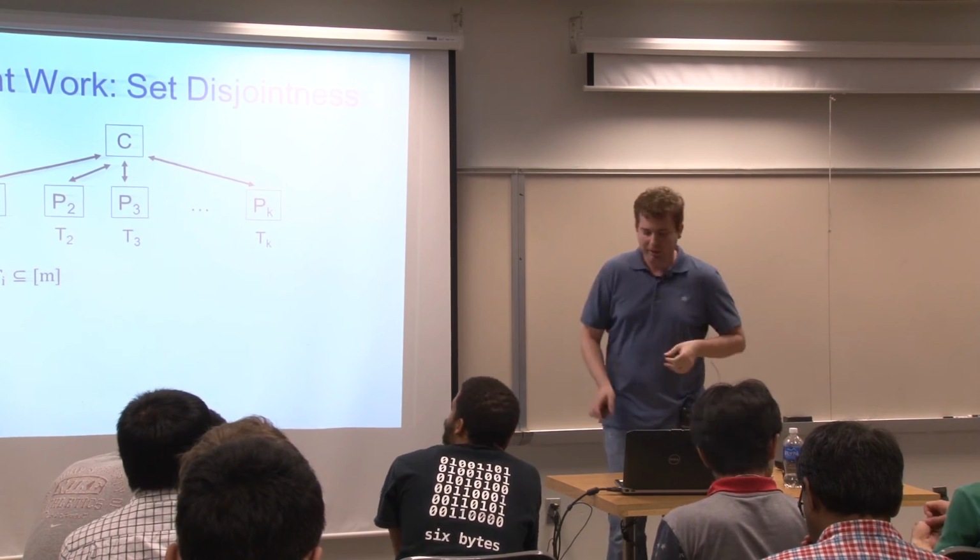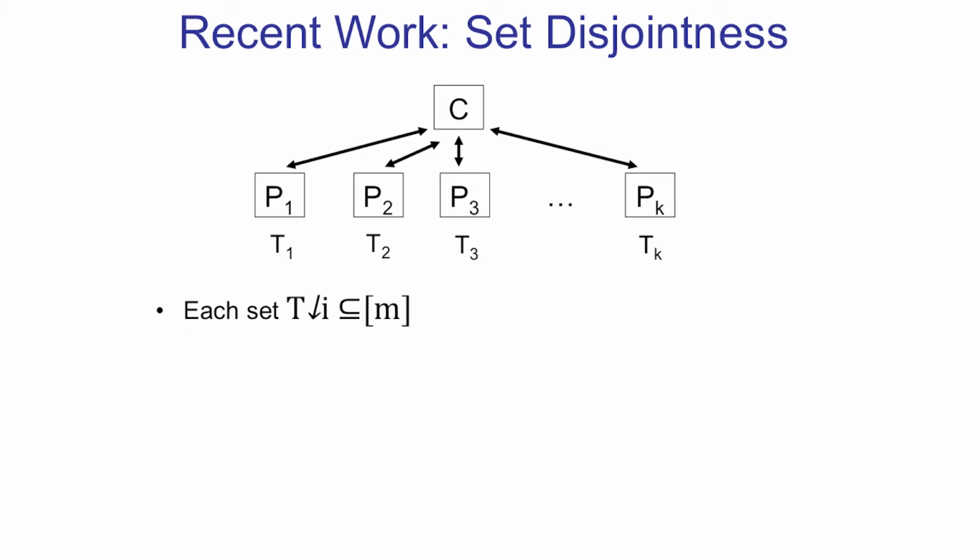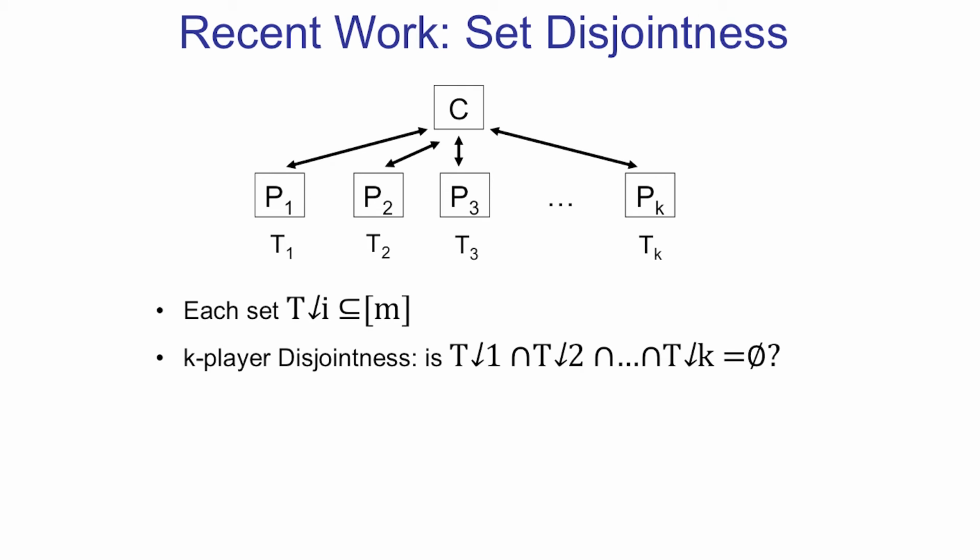There's a really cool work of Braverman et al. that I won't have time to discuss too much, but they look at k-party set disjointness, which is a different notion of set disjointness than we looked at. You have k players that each have a set T_i, and they want to know, is there an element that occurs in all of them or not? What they showed was a k times m lower bound for this problem. It's a very nice work.